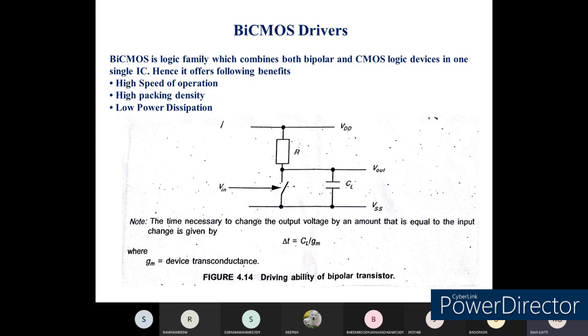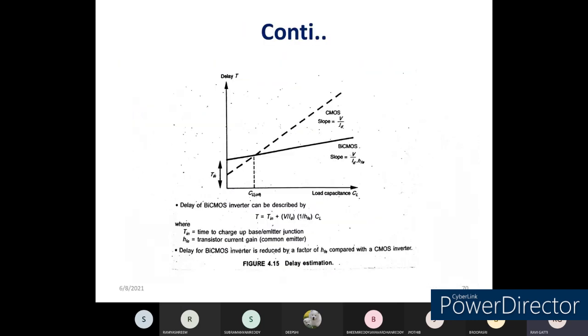Okay, and along with these BiCMOS drivers, you can see here the amount of delay incurred by the inverters will be calculated by the expression T is equal to Tn plus V divided by ID into 1 divided by HFE into CL. Okay, where Tn is the time to charge the base or emitter junction, and HFE is the transistor current gain. And this transistor current gain we are going to measure in the common emitter mode.